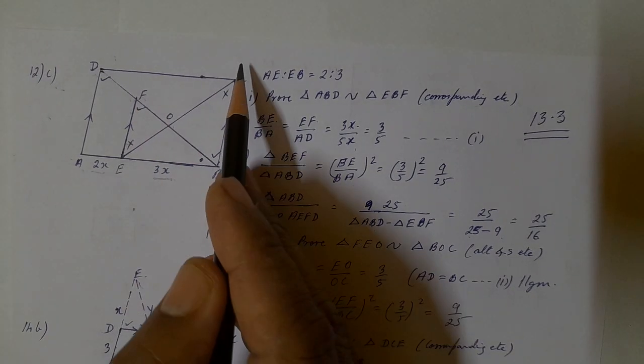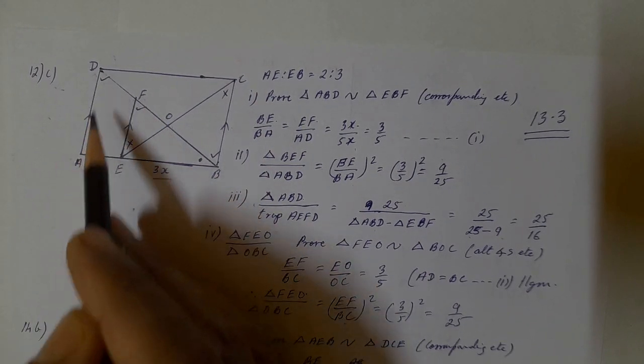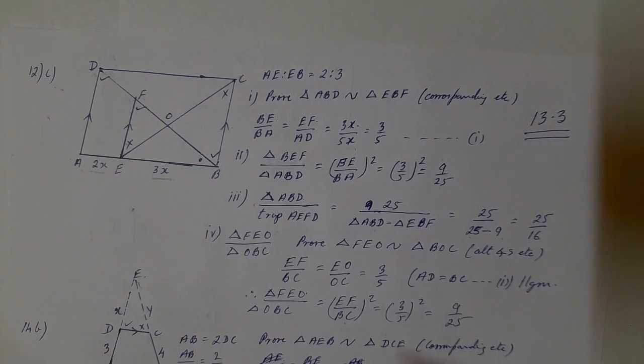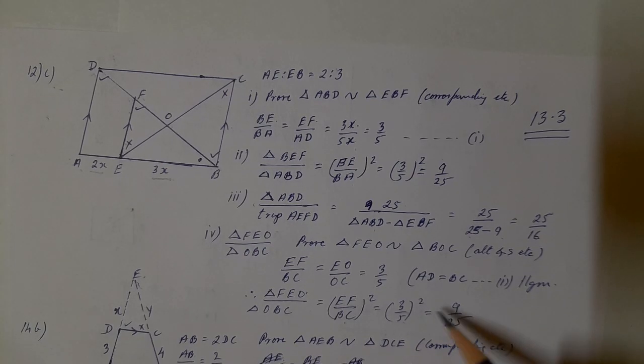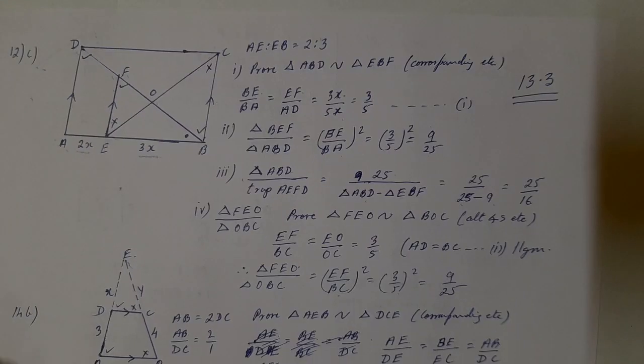EF by BC is the same as EF by AD, because AD and BC are equal. So that also comes out to be 3 by 5. Square it, you get 9 by 25. Is that okay?